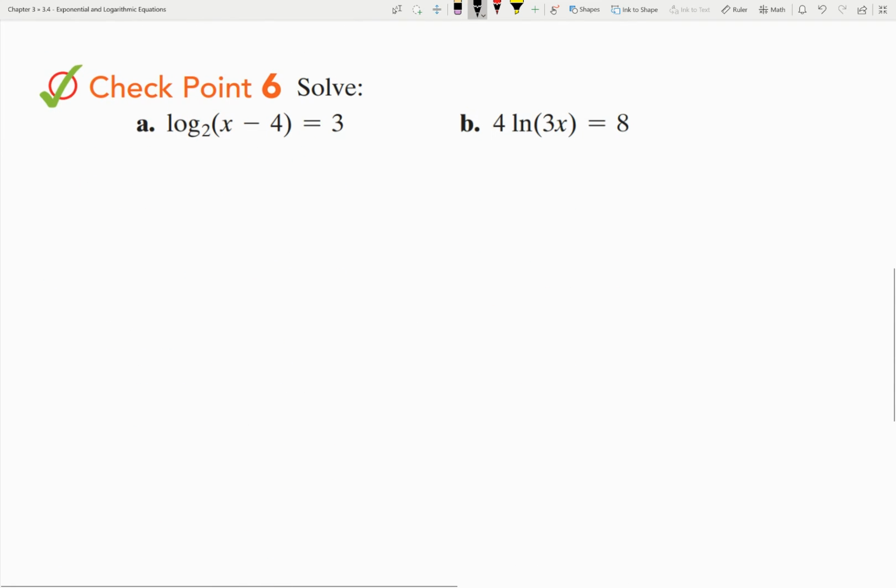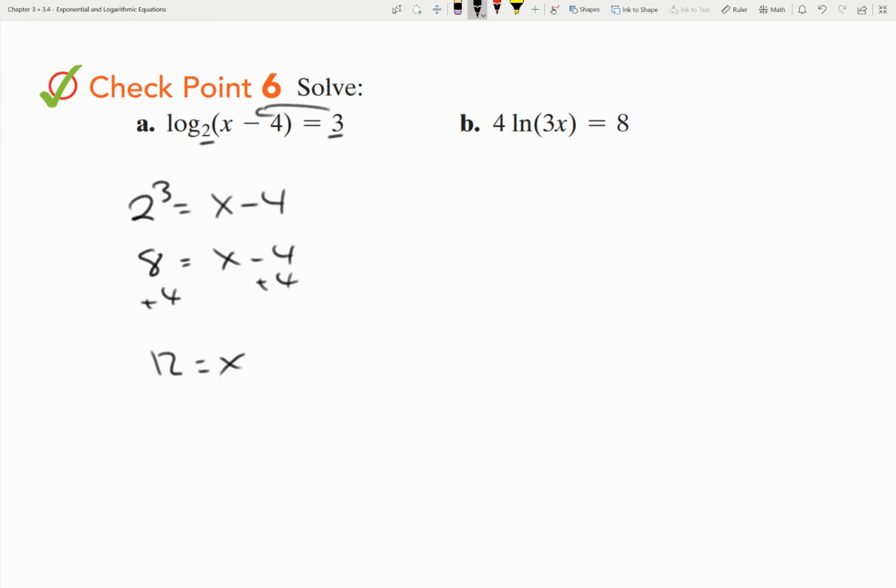Let's try 2 more. Okay. Base, exponent, equals x minus 4. So 2 to the 3rd equals x minus 4. So 2 to the 3rd is 8. And we just add 4 to both sides.